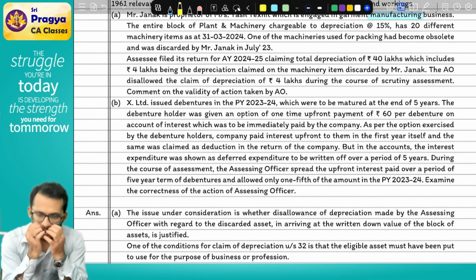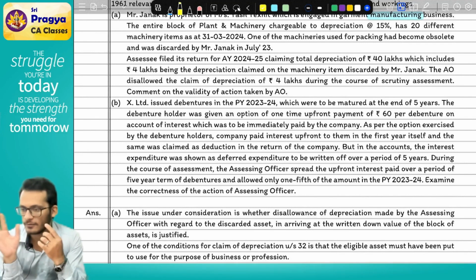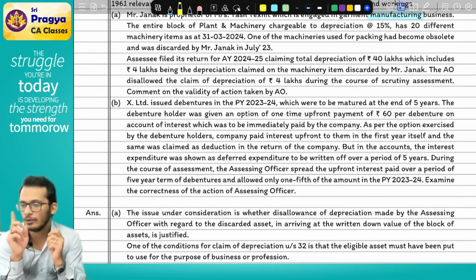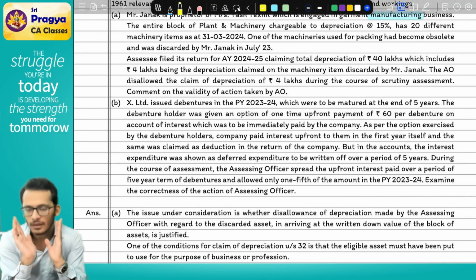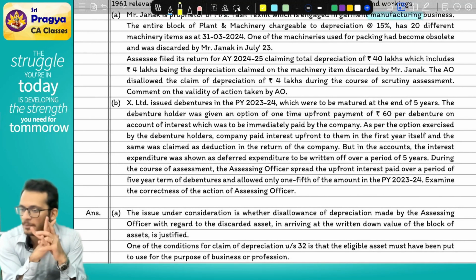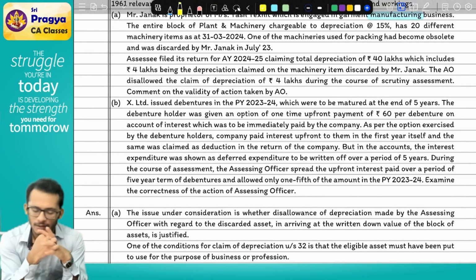So what happened is, I got an option. The debentures were for 5 years. I today got an option that today itself I can make the full payment of the interest to you for the next 5 years. How much will I make? I will make 60 per debenture. I'll pay 60 per debenture.